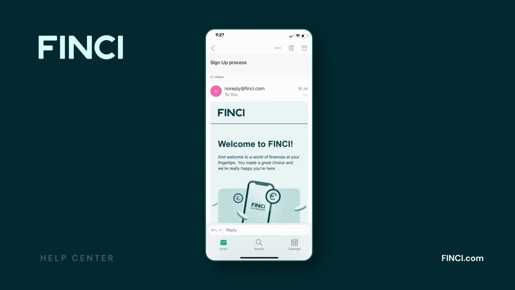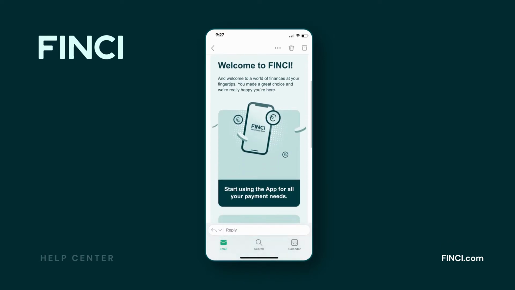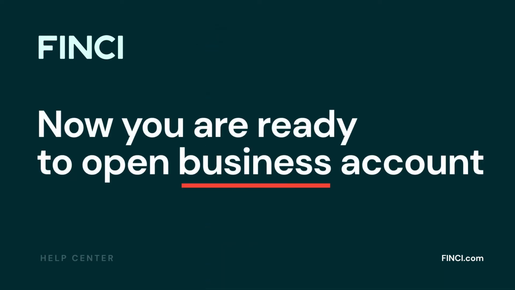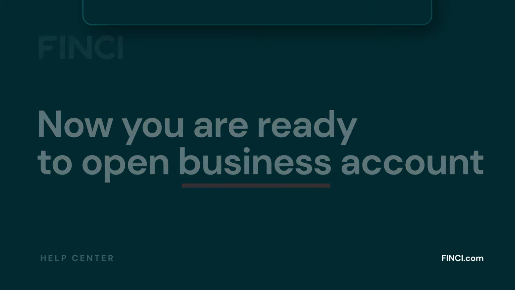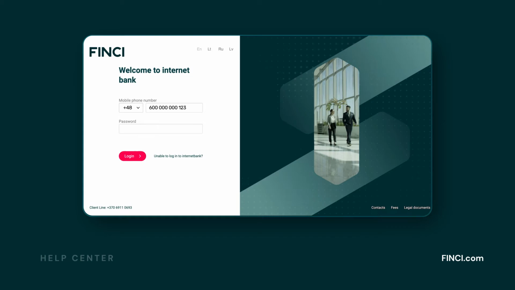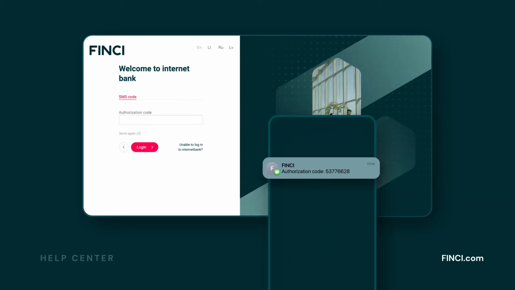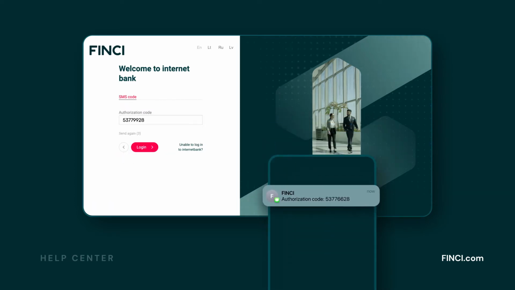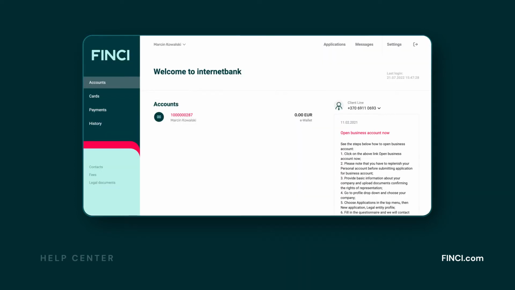Once your personal account has been activated, you will receive a Welcome to FINCI email. Now, to continue, go to the FINCI website and log into your newly created personal account. Enter your phone number and the same password you use when opening your account. You will receive an authorization SMS code. Once received, enter it and press Login. Welcome to your internet bank.